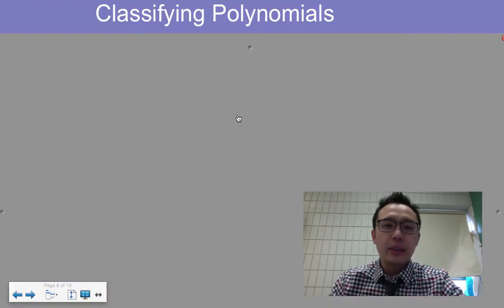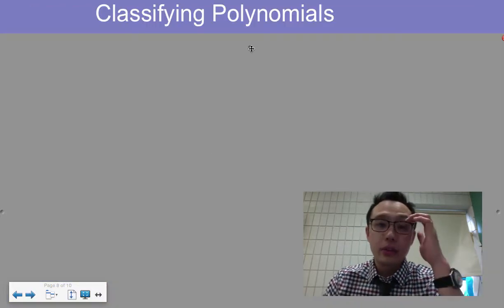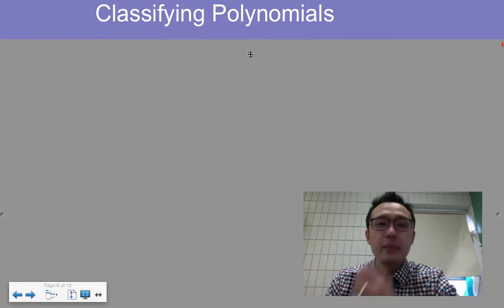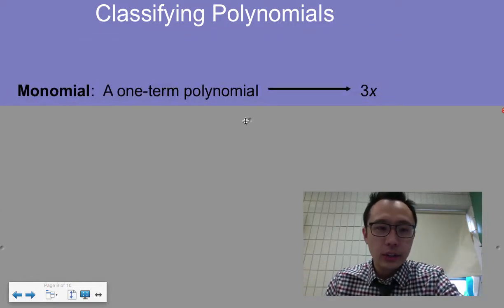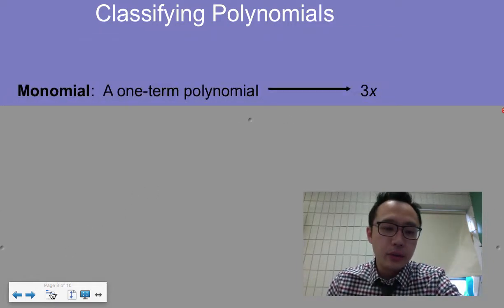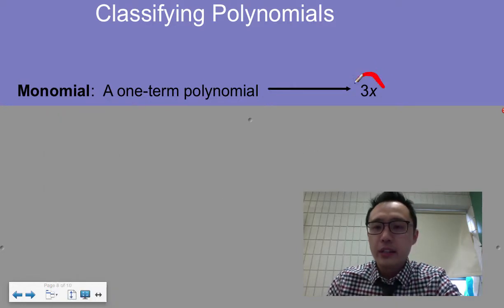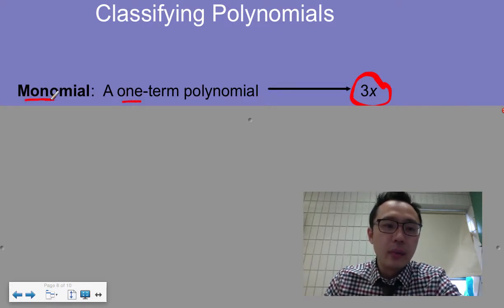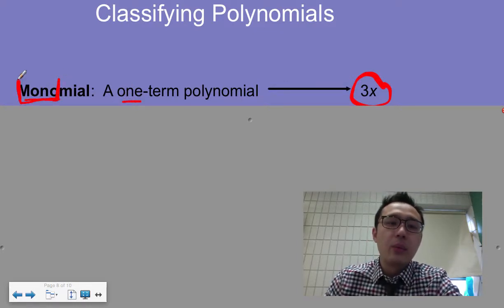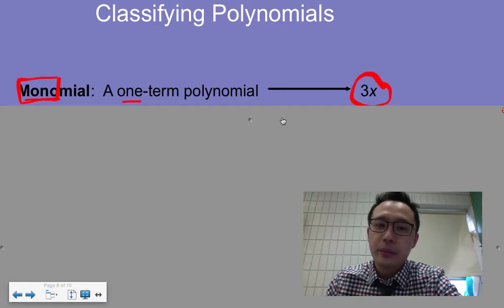Let's move on to the next one. How do we classify them? This is a pretty straightforward one. This is just different names. If you have one term, it's called a monomial. So you can see that there is only one term here, 3x squared, one term. So because it's 1, this is mono, that means a one-term polynomial.